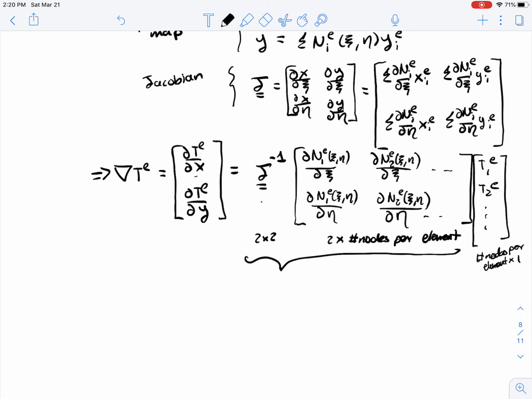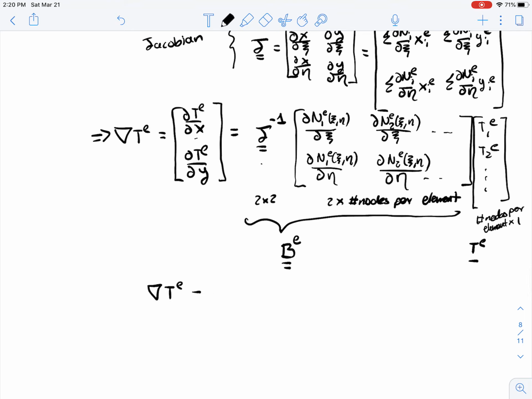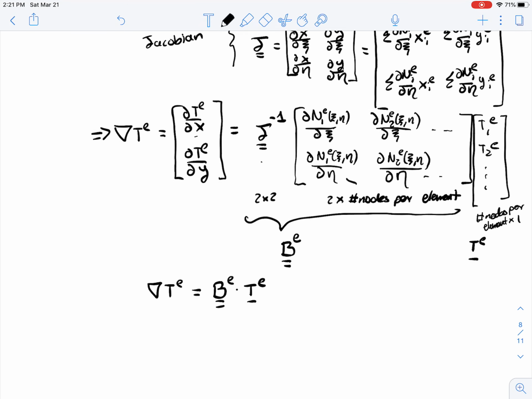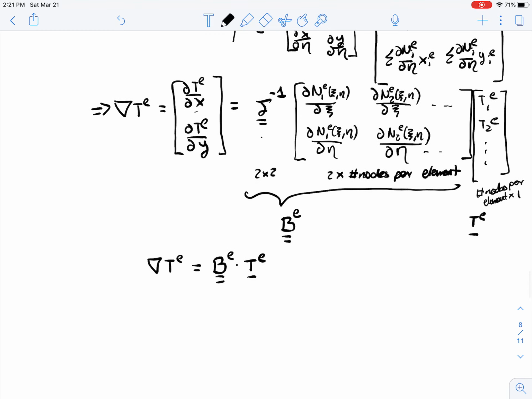When you multiply this 2 by 2 matrix by this 2 by number of nodes per element, then this is again the B matrix. And this is again the Te. So you still have that the gradient of the temperature is going to be the B matrix times the vector with all the nodal values. The difference here is that to get the B matrix, you need to pre-multiply the inverse of the Jacobian times the derivatives of the shape functions with respect to psi, eta, because that's what you have. The shape functions are in terms of psi, eta, so you can take directly derivatives with respect to psi, eta and then pre-multiply by the inverse of the Jacobian to get derivatives with respect to x and y. And the same would be true for the weighting function. So the gradient of the weighting function is the B matrix times the nodal values.